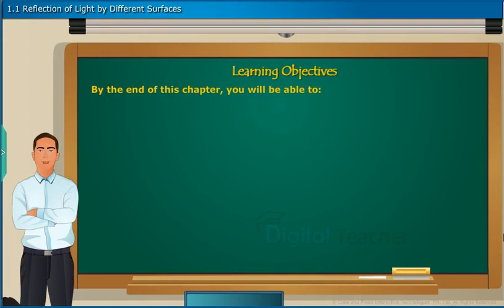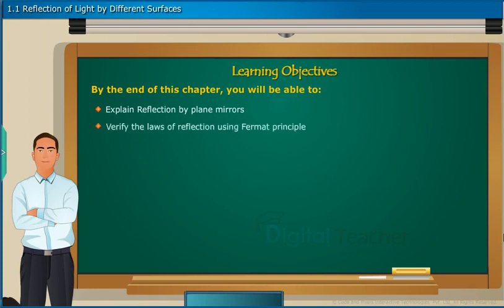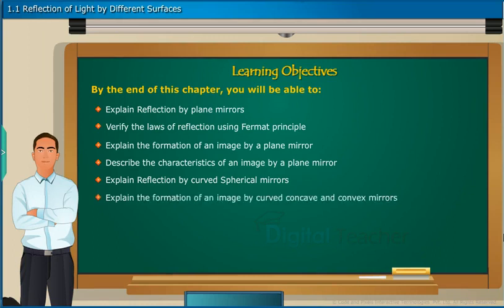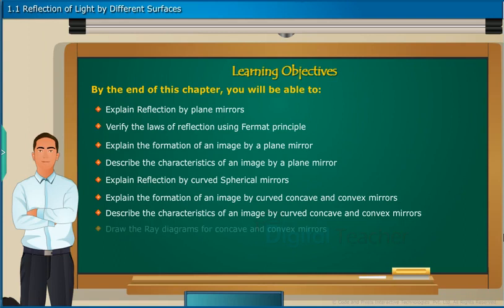By the end of this chapter, you will be able to explain reflection by plane mirrors, verify the laws of reflection using Fermat principle, explain the formation of an image by a plane mirror, describe the characteristics of an image by a plane mirror, explain reflection by curved spherical mirrors, explain the formation of an image by curved concave and convex mirrors. Describe the characteristics of an image by curved concave and convex mirrors.